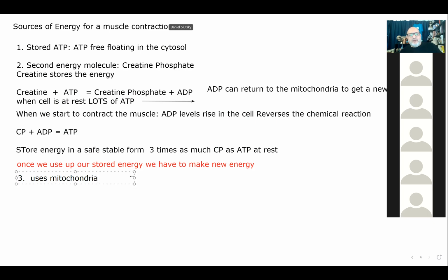This process of using the mitochondria to make ATP is what we call aerobic respiration. This occurs in the mitochondria. And what is the equation for this? What's going on with aerobic respiration?